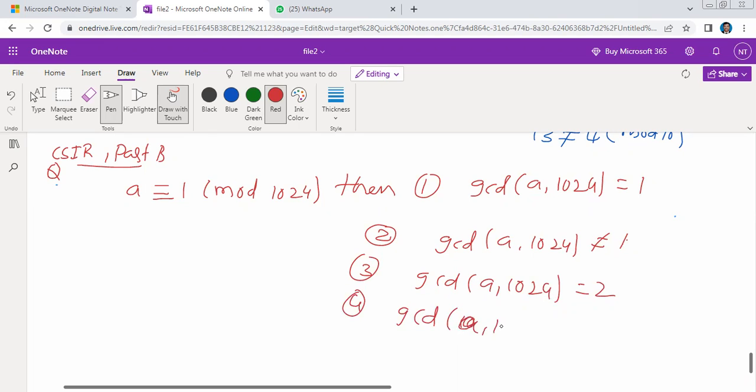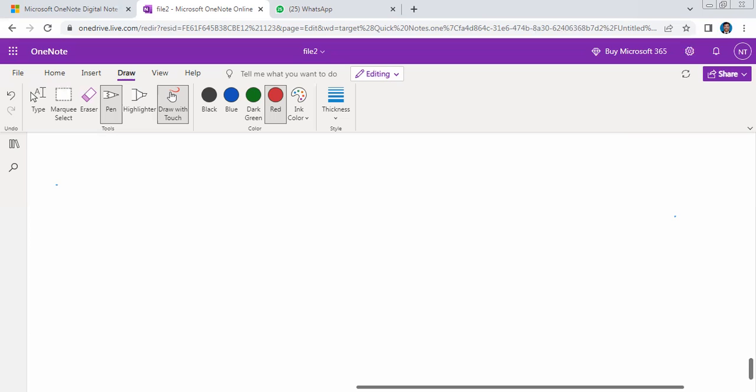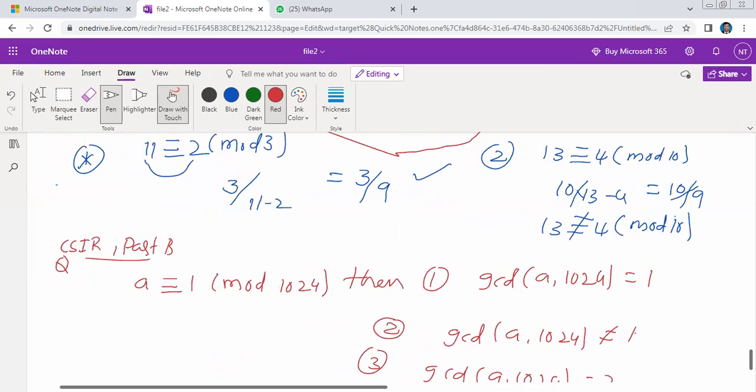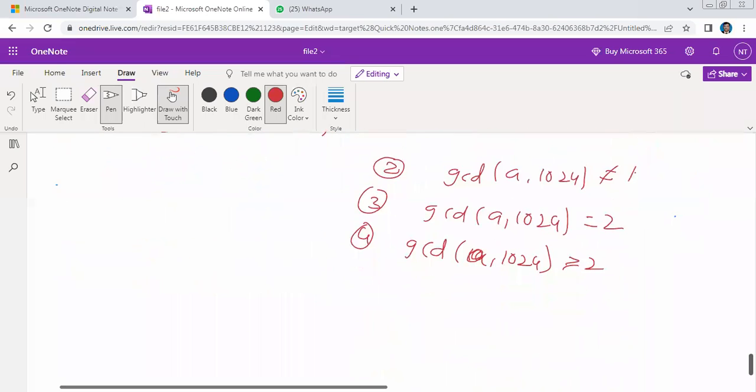Same, a comma 1024 is greater than or equal to 2. So as for the definition of congruence relation, we can write this as what? Let's try to solve the problem. According to this relation, when will this be possible?